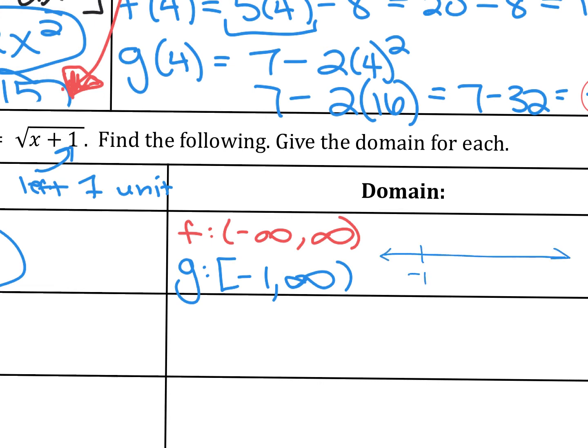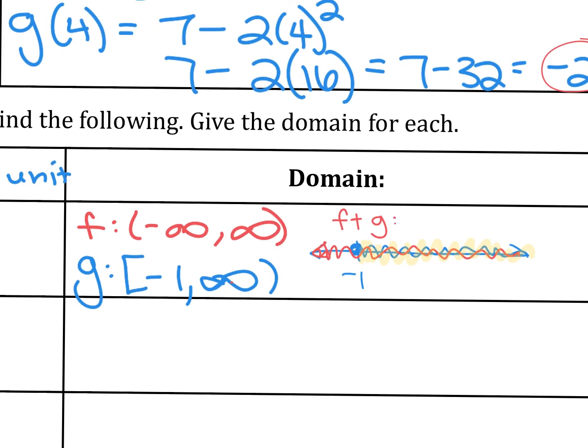For g, I'm going to shade from -1 to infinity. And for f, I would shade the entire line. So if you look at where the overlap is, the functions overlap from -1 to infinity, right? Where I shaded in both blue and in red is from -1 to infinity. I just highlighted that in yellow. So we can say the domain for f plus g would be from -1 to positive infinity.